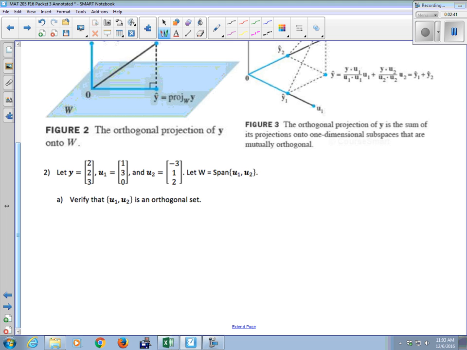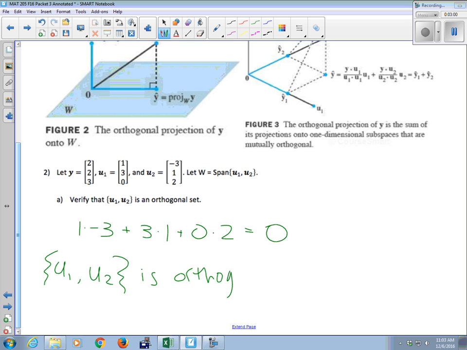So you just take their dot product and you get 0. So u1 and u2 are orthogonal. So u1, u2 is an orthogonal basis.